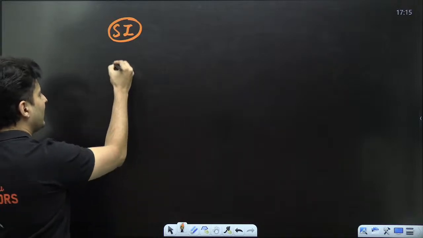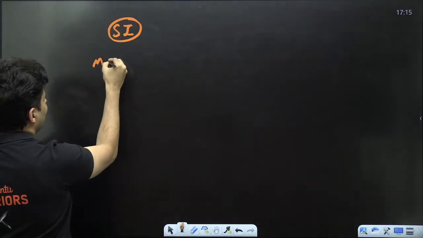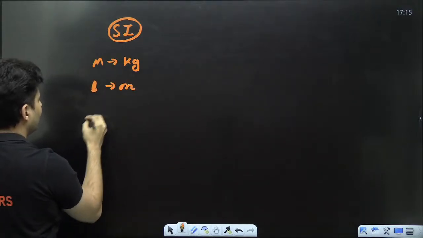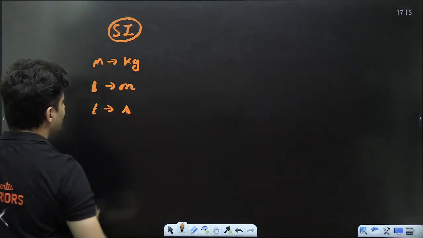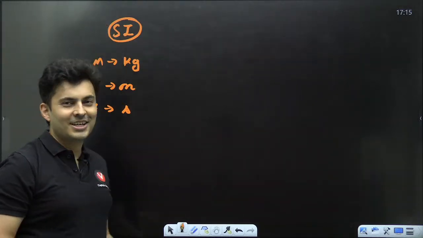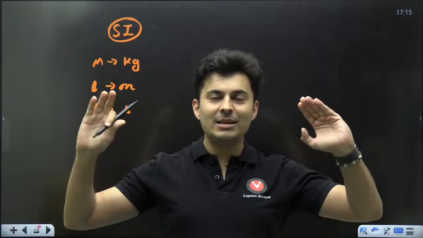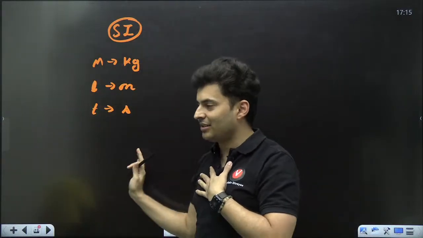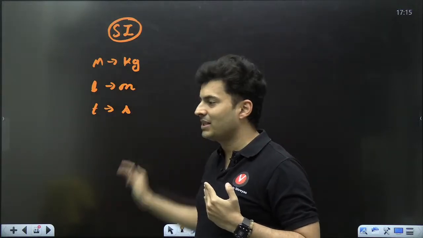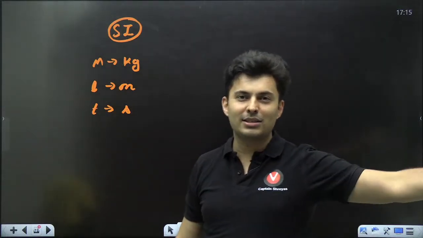So they decided, okay, listen, mass I will measure in kg. Length I will measure in meter. Time I am going to measure in second. Like that. So now it became a standard. Any person who is going to follow this system of units will be using mass in kg, length in meter, time in seconds. So now it became a standard.